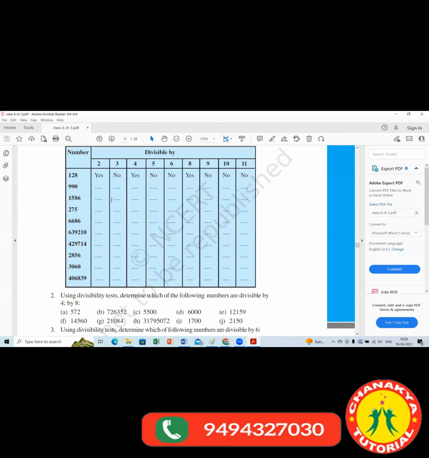Sritej. Yes, ma'am. 1586. Check the divisibility rules of different numbers. Ma'am, it is divisible by 2 because the units place is an even number. Excellent. And the divisibility rule of 3 is the sum of all digits. So 1 plus 5, which is 6. Go with rule 3. Tell the complete number.